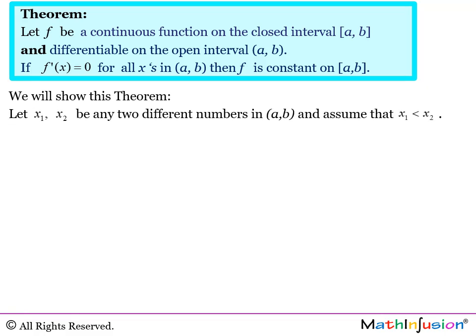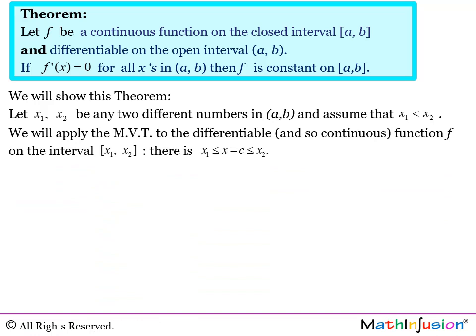We are choosing 2 points on the interval [a,b]. One is x sub 1 and the other one is x sub 2. And now we can assume that x sub 1 is less than x sub 2. We are going to apply the mean value theorem on the interval between x sub 1 and x sub 2. Please don't forget that x sub 1 and x sub 2 are on the interval [a,b], so the function must be differentiable and continuous on this interval.